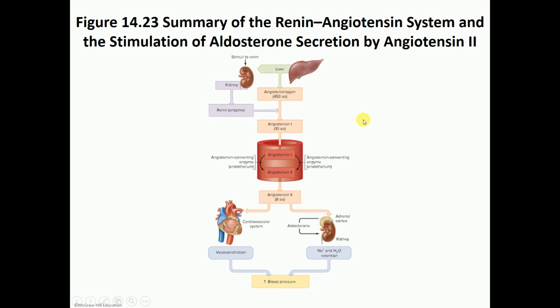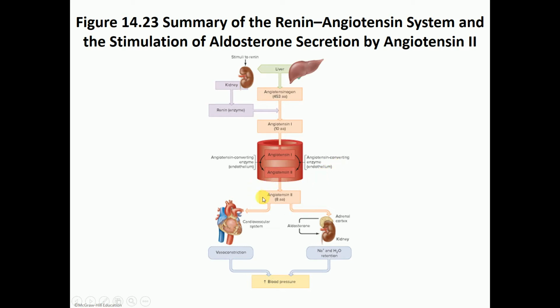Remember that renin is a hormone that is secreted by the kidney in response to low blood pressures. Renin converts a protein made by the liver known as angiotensinogen into angiotensin 1. Angiotensin 1 is still inactive. It needs to be activated into angiotensin 2, and that occurs by the action of an enzyme known as ACE, or the angiotensin converting enzyme, found in endothelial cells.